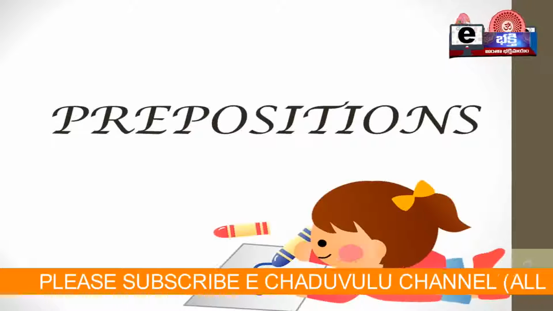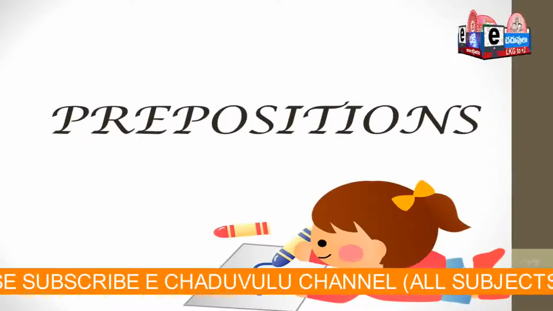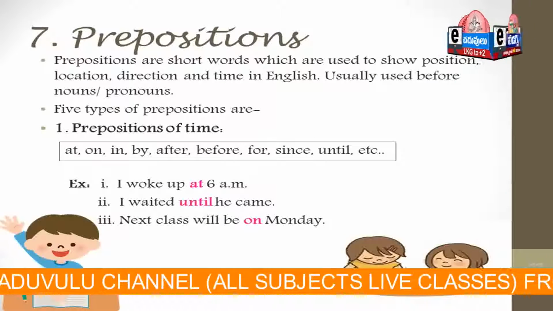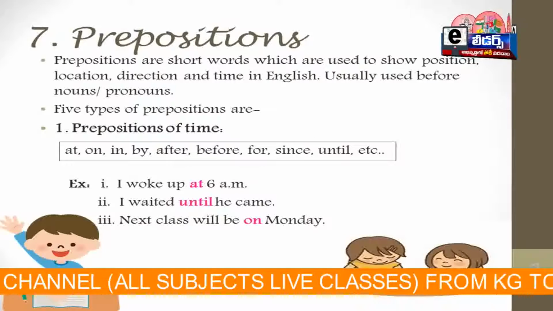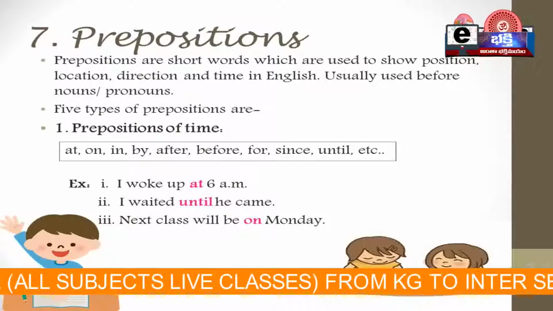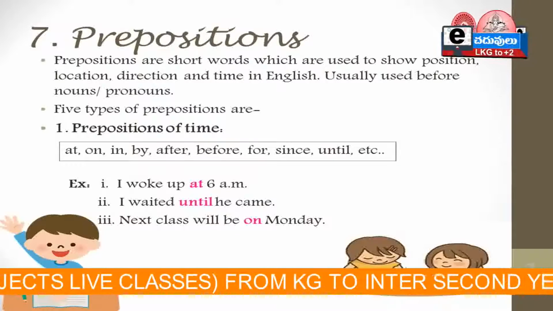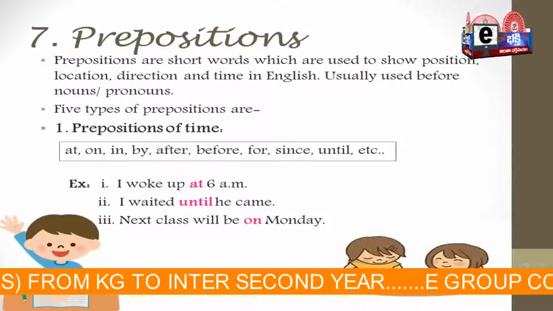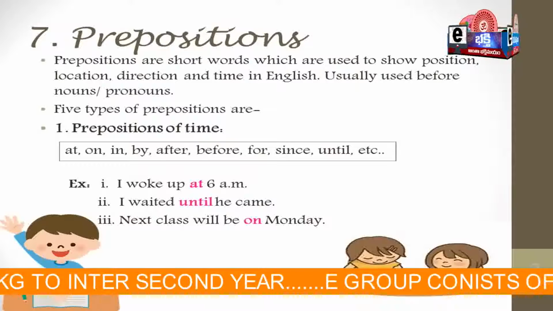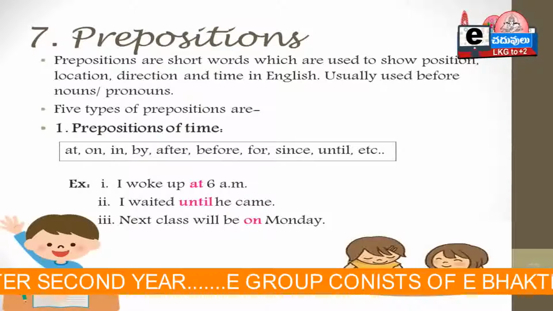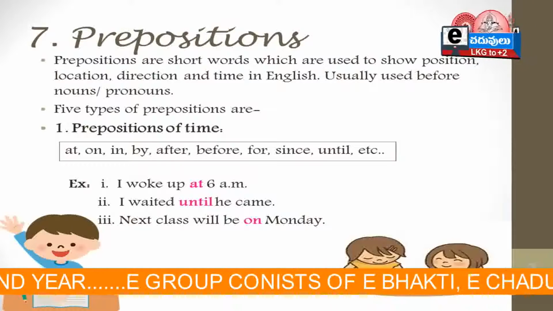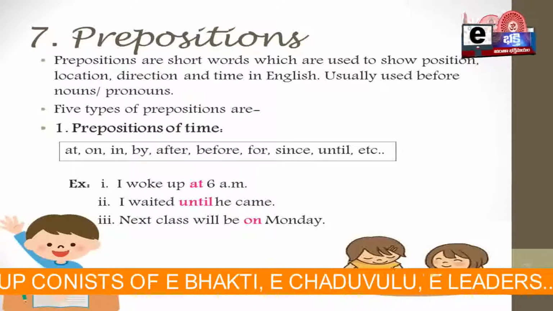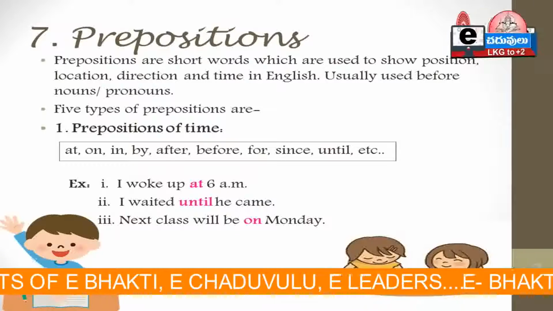Now prepositions. Prepositions are short words which are used to show position, location, direction and time in English, usually used before nouns or pronouns. There are 5 types of prepositions, and they are: the first one is prepositions of time: at, on, in, by, after, before, for, since, until, etc.